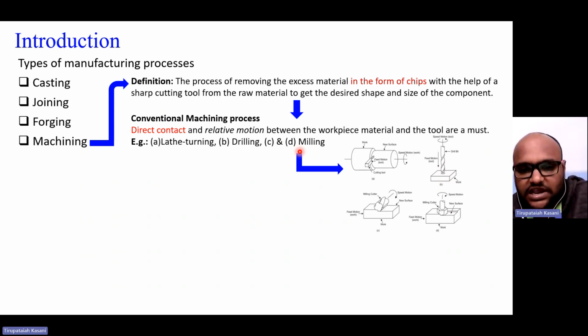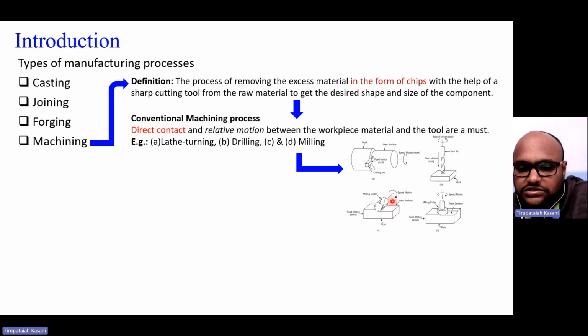Similarly, C and D are milling. These two are milling cutters. This is a peripheral milling cutter, where the teeth are located on the periphery of the rotating element. And here it is the end mill cutter, wherein the cutting teeth are located at the end portion of the rotating element.